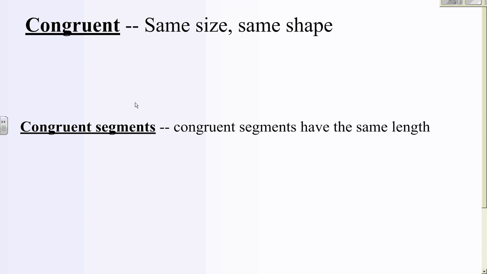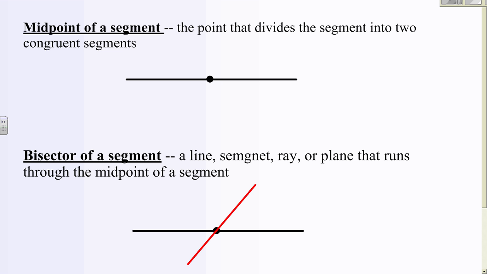Now, congruent. Congruent in geometry means two things are the same size and the same shape. So if we're using it for segments, congruent segments, you basically have to have the same length, because they're shaped pretty much the same. Okay, so that's congruency. The midpoint of a segment is a point that divides a segment into two equal pieces. When we want to label two segments congruent, we use little hash marks here that say that these two are congruent. If I want to say in the same picture that two other pieces are congruent, I could use two hash marks, depending on if I want to or not.